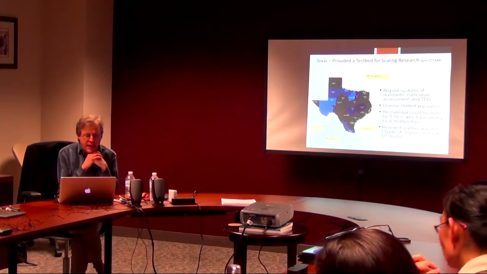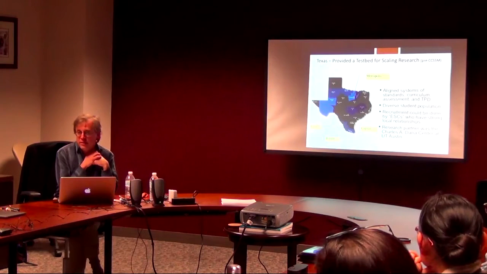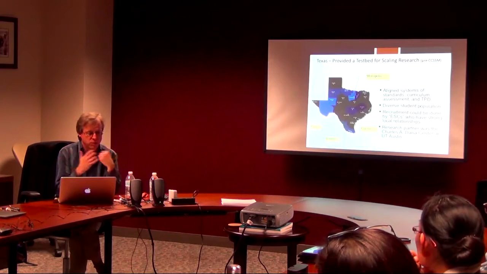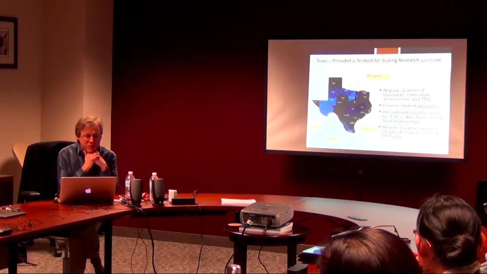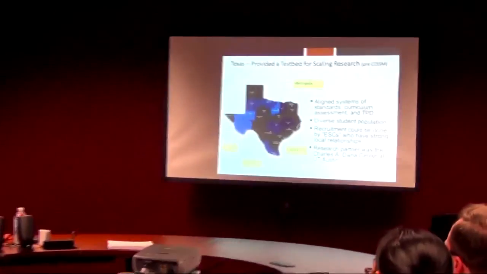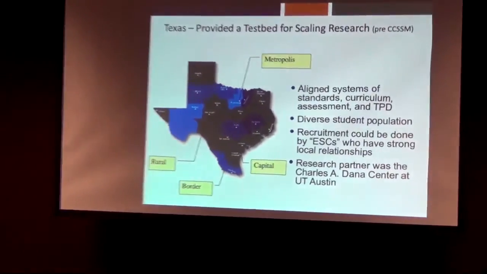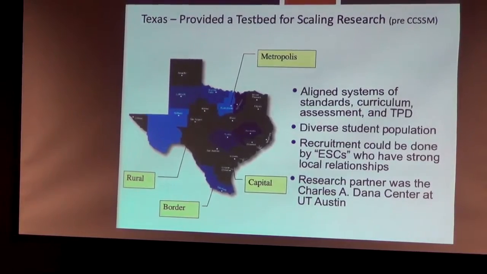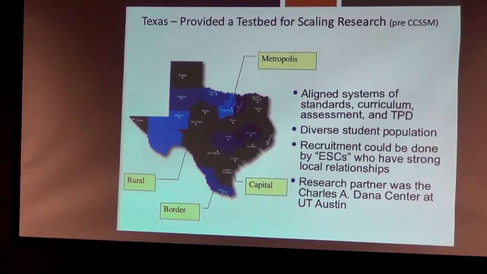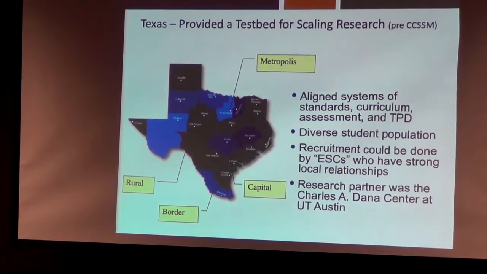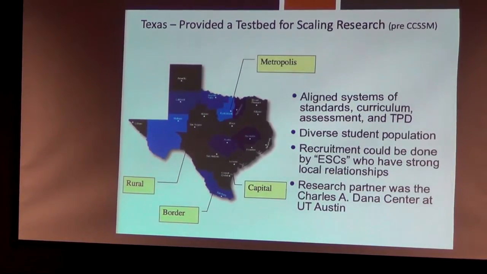And we had a partner in the Charles A. Dana Center at UT Austin, a very high quality group that was very well aligned with what we were thinking of. And we were able to find students from a wide variety of locations. We had students from rural areas, students from the border area down in El Paso, which I believe at the time was the most impoverished county in the nation. We had students in the capital city of Austin, in the metropolitan area of Fort Worth. So we could really look at a wide variety of teachers and a wide variety of students.